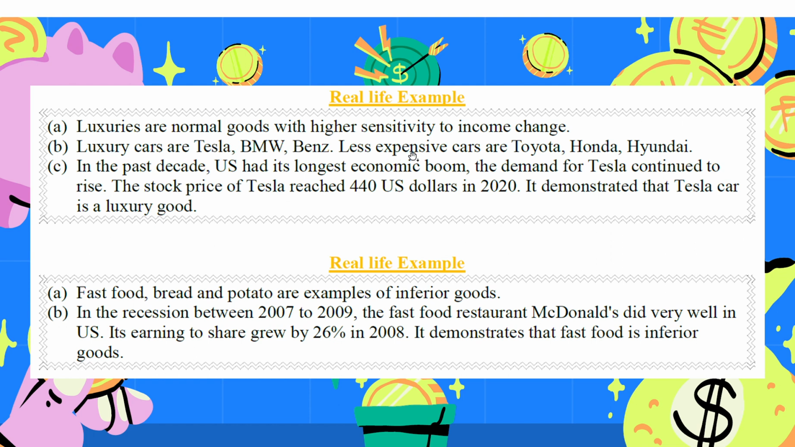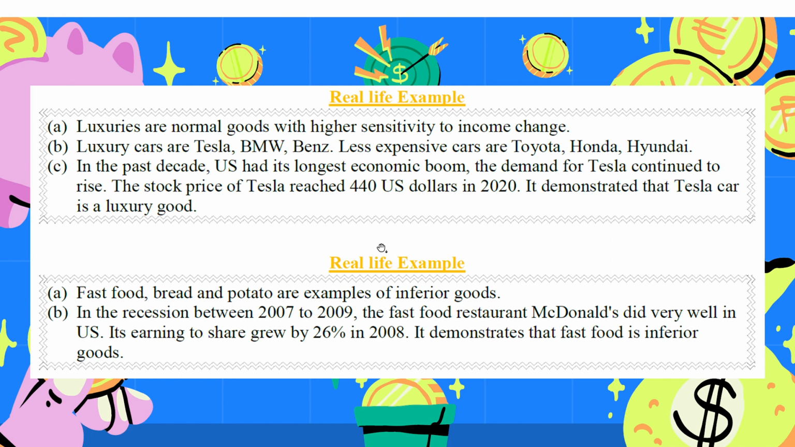For example, luxury cars: maybe a Tesla, BMW, and Benz. Less expensive cars are more like necessities in the US: Toyota, Honda, and Hyundai. In the past decade, the US had its longest economic boom. People became rich, so the demand for Tesla continued to rise. How do you know? The stock price of Tesla reached $440 in 2020. It demonstrated that Tesla cars are a luxury good. You need to remember some terms and items, like the expansion of the past decade, to show off, because in a long question you need to have some.